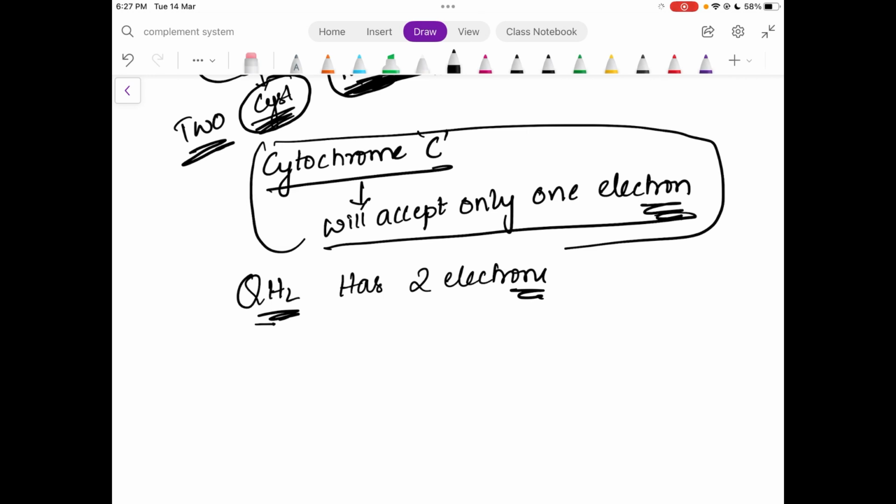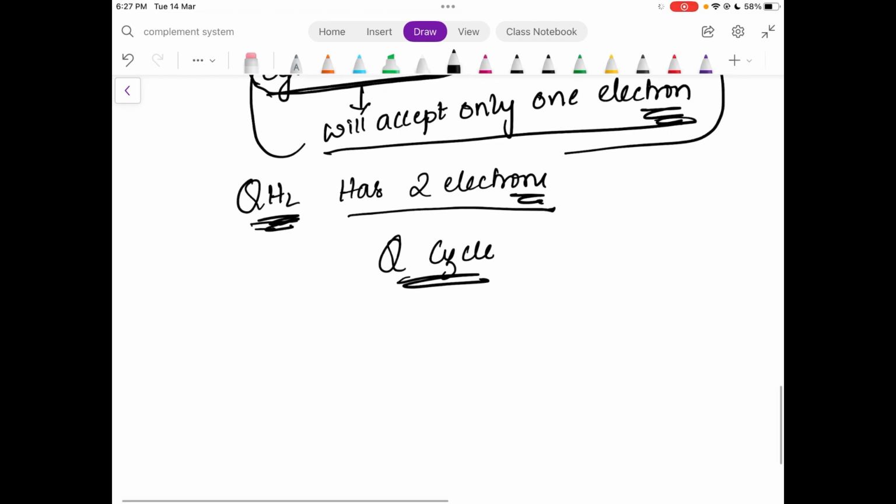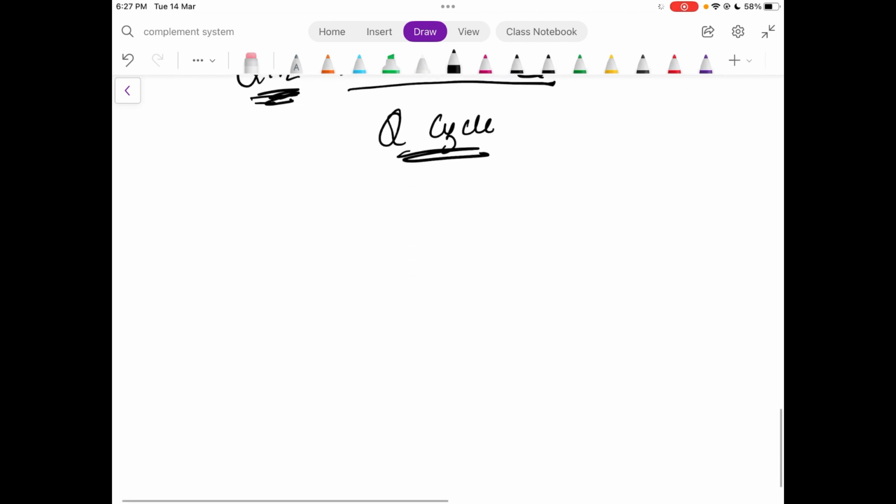Then there is a difference. Only cytochrome C can accept only one electron, but QH2 will donate two electrons. So this discrepancy has to be cleared. How is it cleared? It is done with the help of the Q cycle. Okay, this discrepancy is cleared with the help of the Q cycle. What happens in the Q cycle?